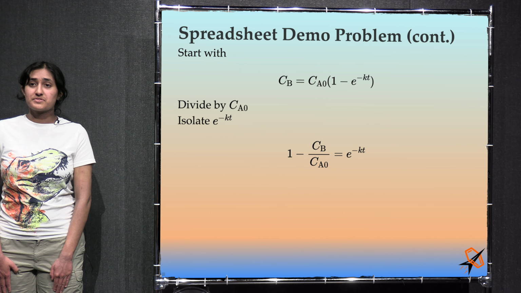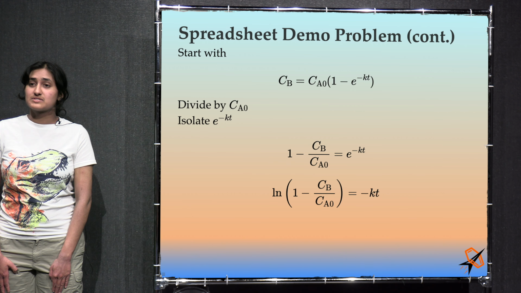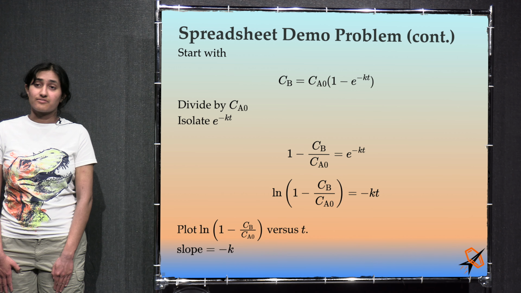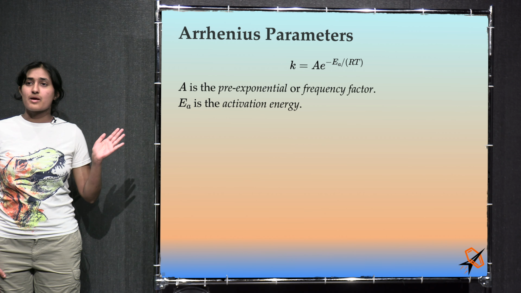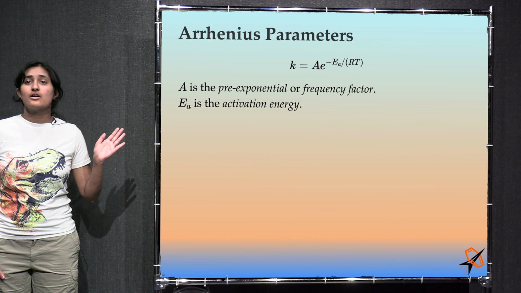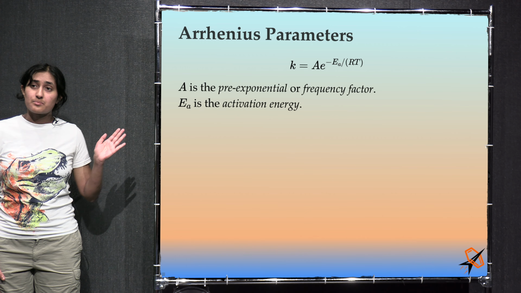Taking the natural log of both sides yields ln(1 - Cb/Ca0) = -kt. So a plot of ln(1 - Cb/Ca0) would have a slope of -k. The Arrhenius parameters are A and E_A, and k = A e^(-E_A/RT), with T in absolute temperature.